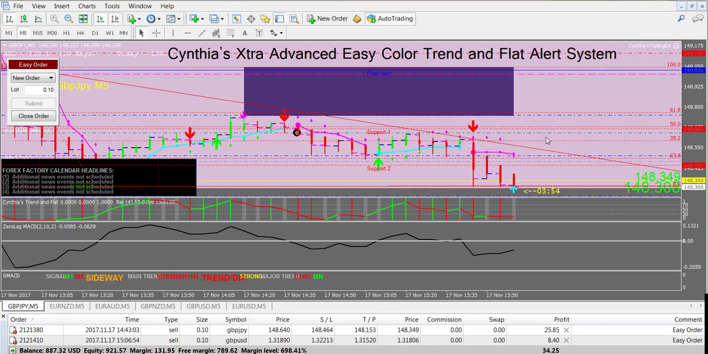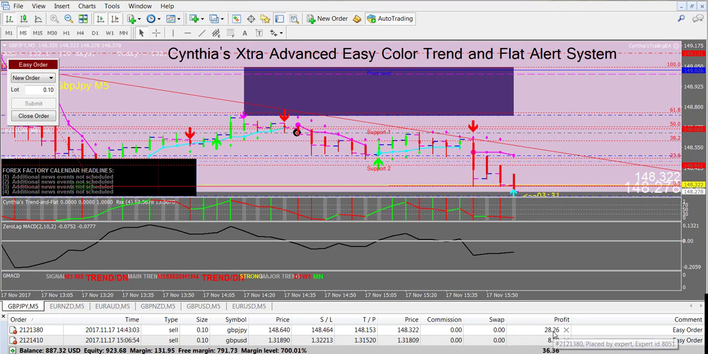It's like a medium strong pullback, and we were rewarded with another push to the downside, and it's continuing to go down. At this point, the pound yen sell trade has locked in almost 20 pips. We've got $28 in gain at this moment if I were to close the trade, but we have a take profit in sight. It's not that far away.